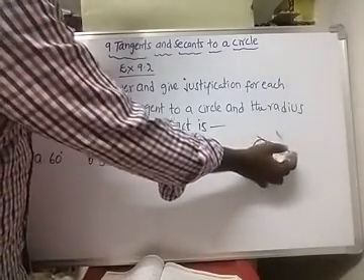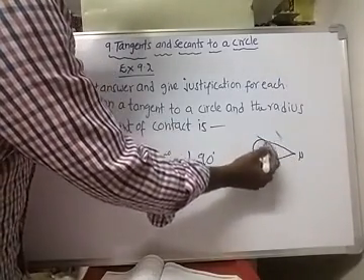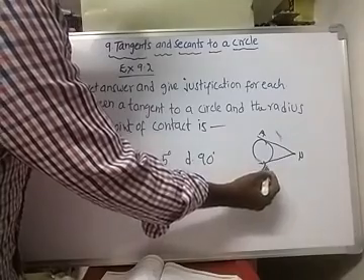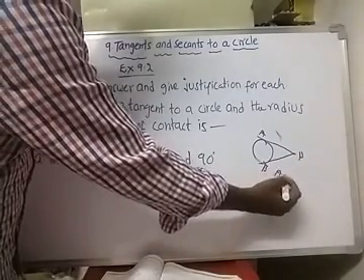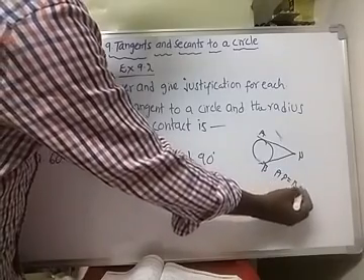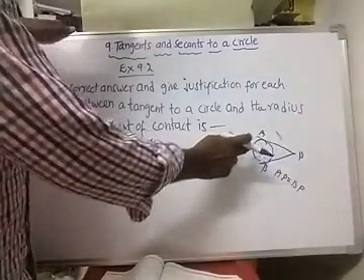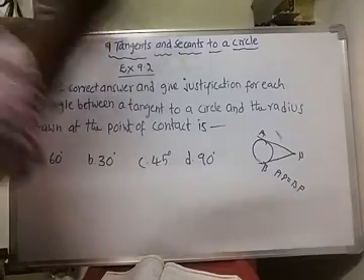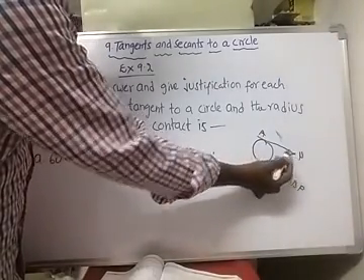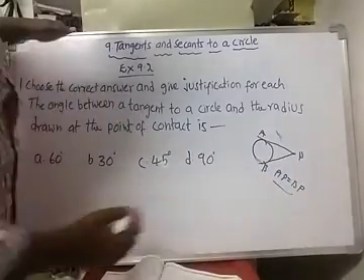Both are equal. Suppose the external point is P, and the points of contact are A and B. Then AP is equal to BP. So the lengths of the two tangents to a circle from an external point are equal. That means AP is equal to BP.